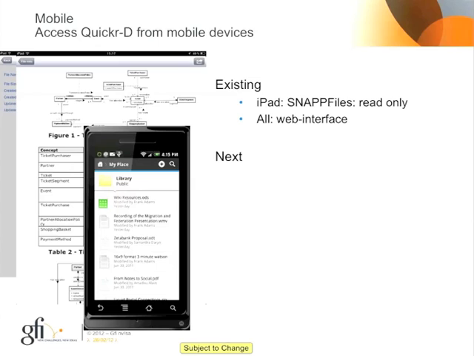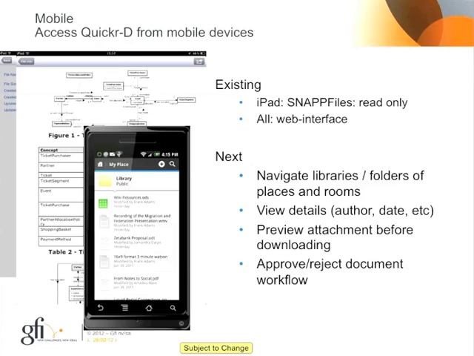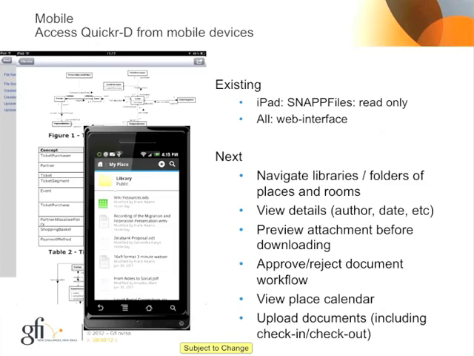So that's why there is quite a big focus in Quickr Next on the mobile world, and what you see here is the screenshot of what it will look like. It will offer a number of functionalities, of course, browsing all the libraries that exist on your Quickr server, view all the details, preview the attachment before downloading it, and then we come to the actions where there is actually an interaction with the content, basically having the approve reject that can be put on a workflow inside Quickr.